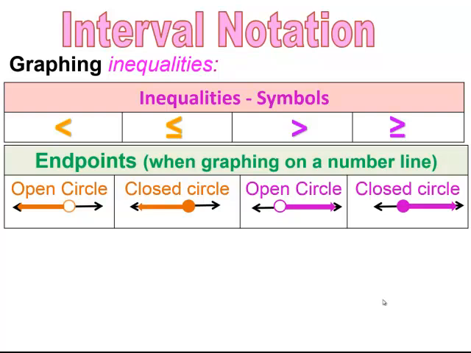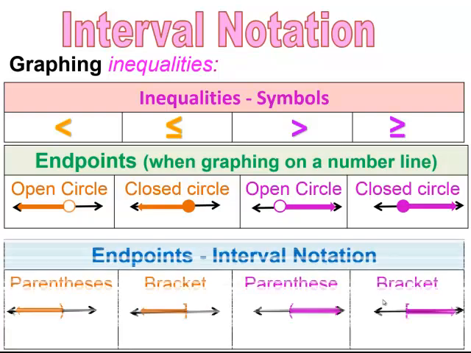And then similar for the greater than and greater than or equal to. With a greater than you would have an open circle and you would shade to the right, indicating that it's increasingly getting larger. And if it's greater than or equal to, you would have a closed circle shaded to the right to indicate that it also includes the number.